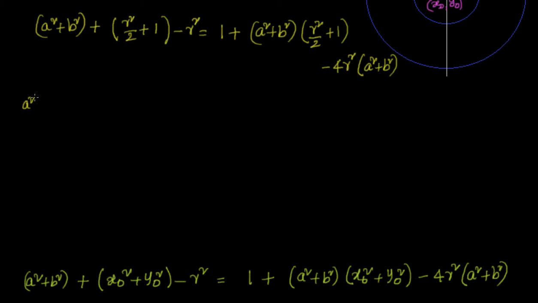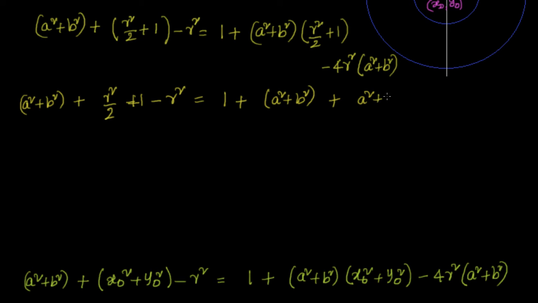On the left-hand side I'll have a square plus b square, which I want, and plus r square by 2 plus 1 minus r square is equal to 1 plus, we'll expand this, a square plus b square plus a square plus b square into r square by 2 minus 4r square into a square plus b square.